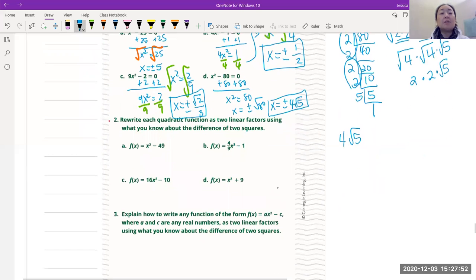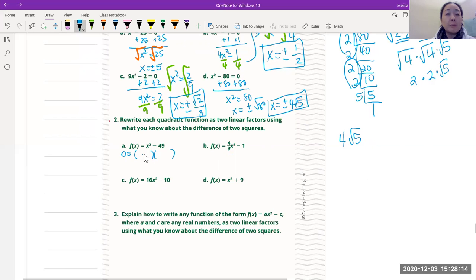All right, and so here we have, rewrite each quadratic function as 2 linear factors using what you know about the difference of squares. So remember about the difference of squares, right? So we're going to use the zero product property to solve, right? So I'm going to ask myself, well, first set this equal to 0, because I know I'm going to find the solve for x here.